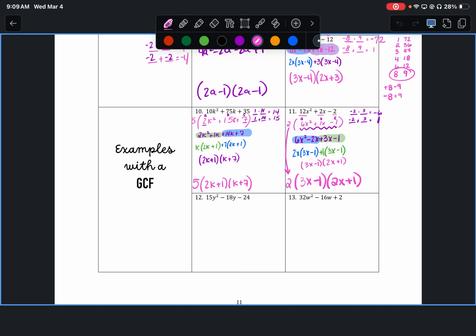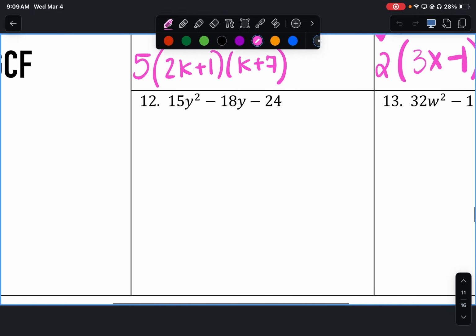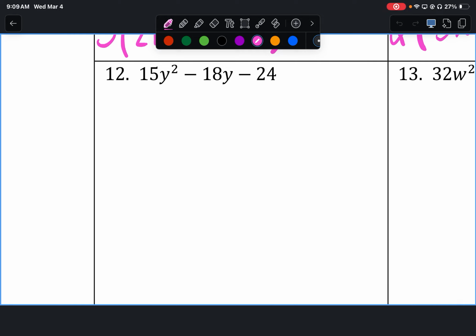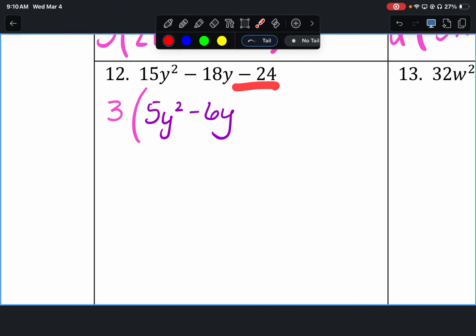So we're going to go ahead and look at question 12 real quick. Okay, so for question 12, do the numbers 15, 18, and 24 have a greatest common factor? What is it? 3. So we're going to factor out a greatest common factor of 3. So when we do that, what is 15 divided by 3? So that leaves us with 5y squared. What about negative 18y divided by 3? Negative 6y. Negative 24 divided by 3?